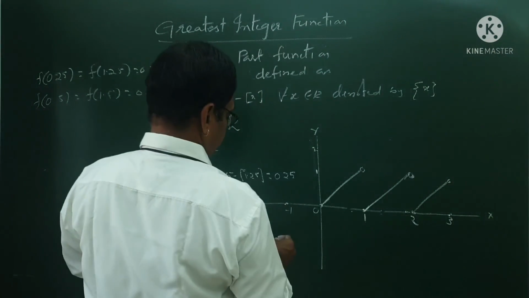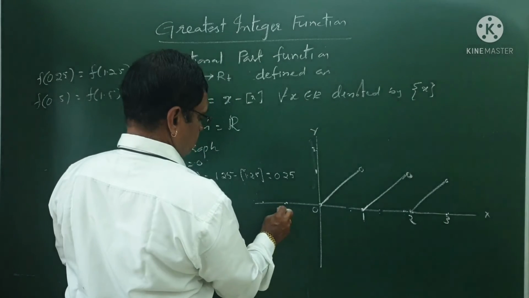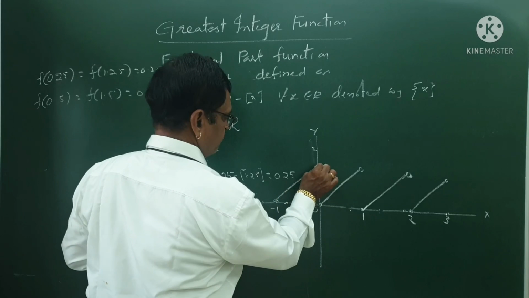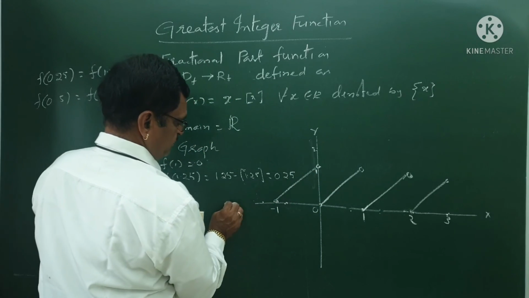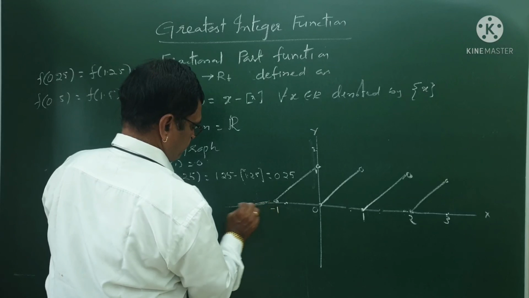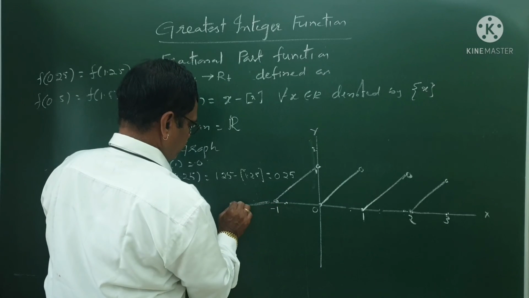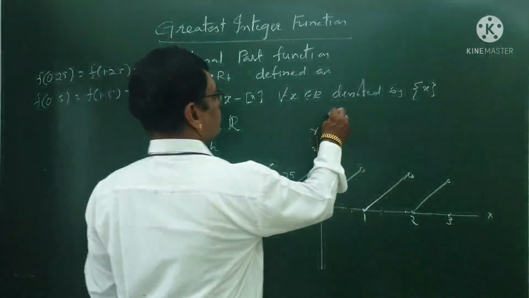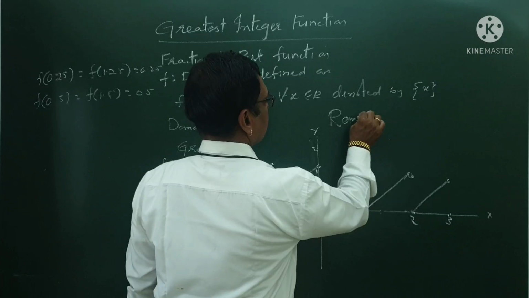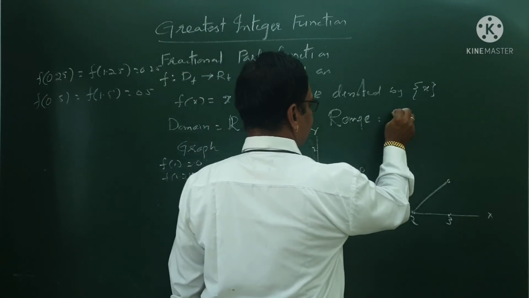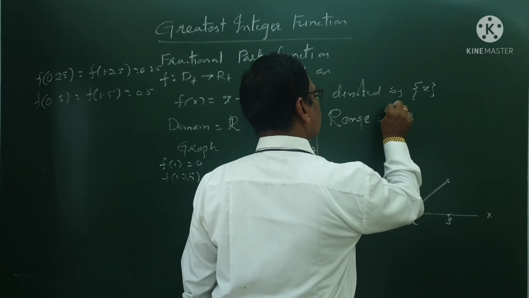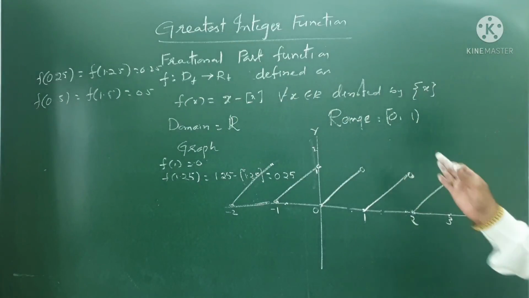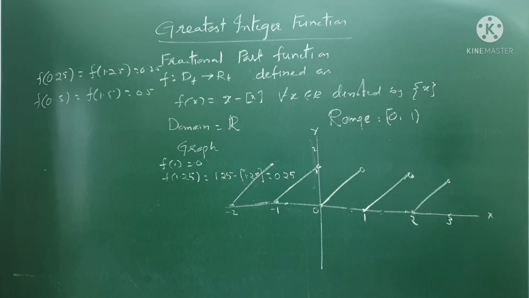At minus 1, same thing. So the range always lies between 0 and 1. Definition, domain, graph, range is over.